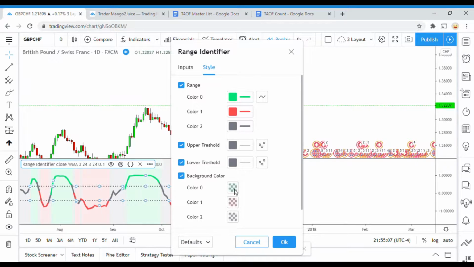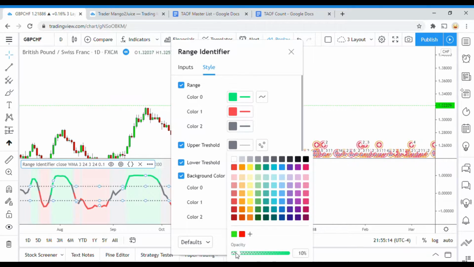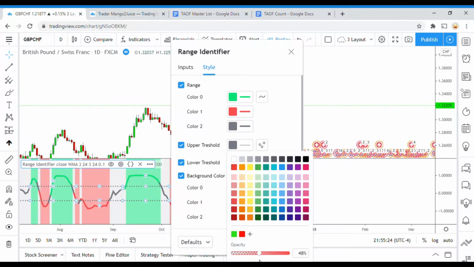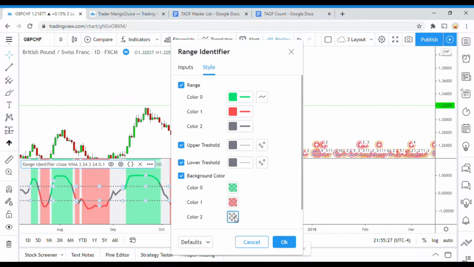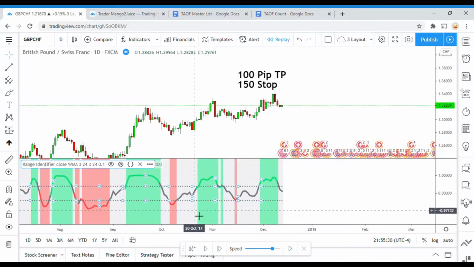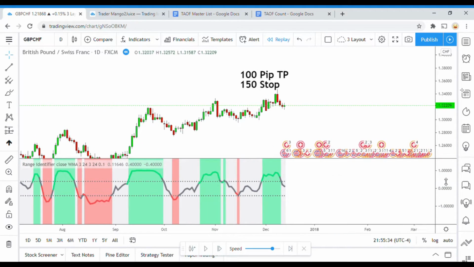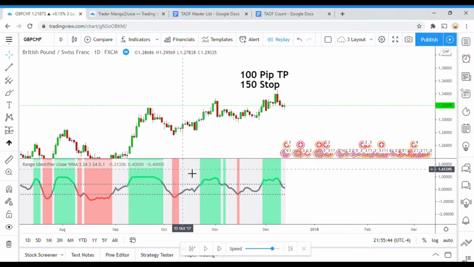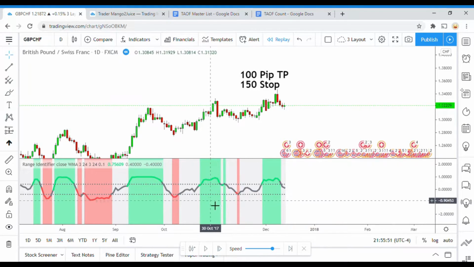So what I am actually going to do is go into the background color and bump up the transparencies to 50% on the green and 50% on the red. The gray I am not worried about. As you can see now, we start to get really good visualized areas on the background that go green and red. And then the gray area here is just no-go zones, right?